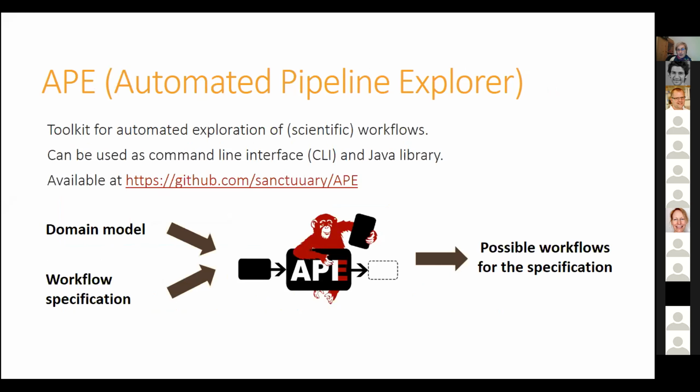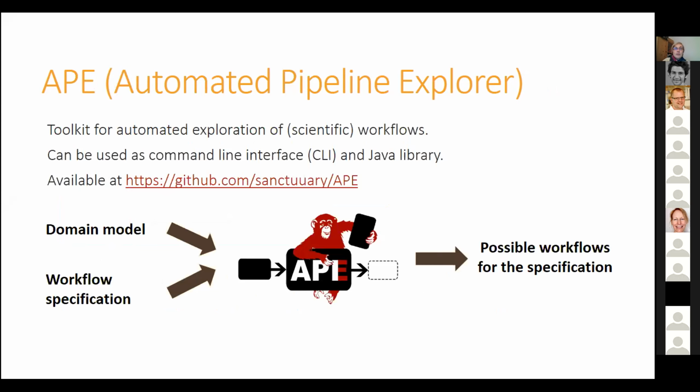So I mentioned we have built a tool for that. It's called APE, the Automated Pipeline Explorer. And I think it's also a nice depiction of what it does, because APE is an intelligent animal in a sense, and it does something that is not trivial, but certainly too tedious for a human to do. So it's great if the APE can help there.